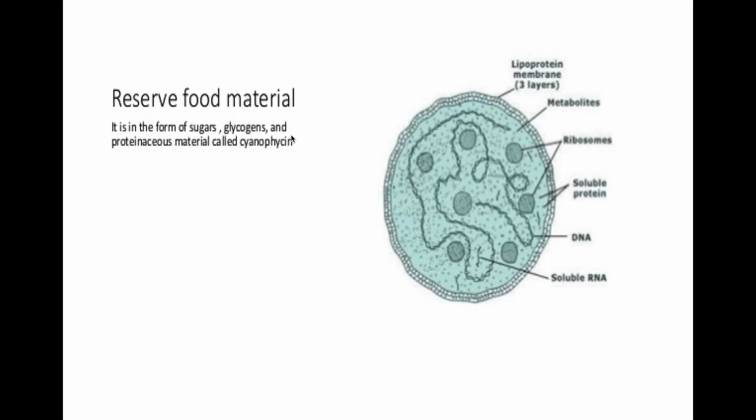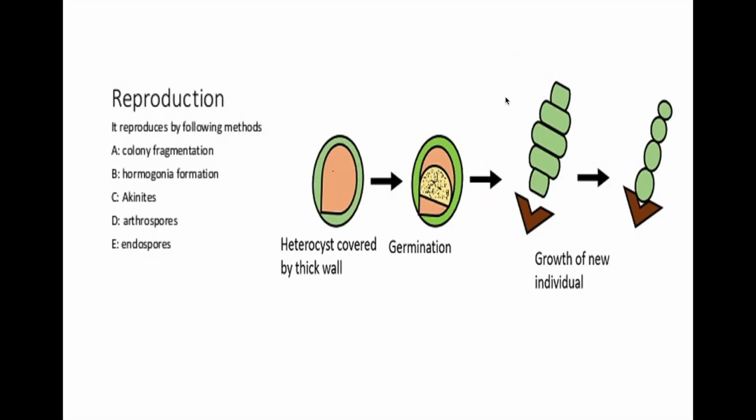Reserve food material, I have already told you, is cyanophycean starch. It is in the form of sugar, a little bit of glycogen, and proteinaceous material called cyanophycean starch. So this is again a structure of soluble protein, soluble RNA, ribosomes, metabolites, and lipoprotein membrane. Now we'll talk about the reproduction. Sexual reproduction is absent in the case of Nostoc, and you can see vegetative and asexual reproduction.